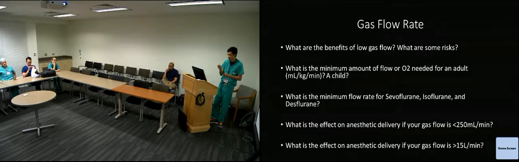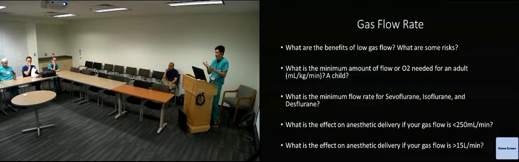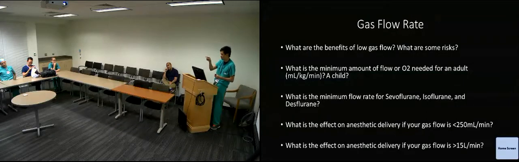And these are debatable, but what is the minimum flow rate for sevoflurane, isoflurane, and desflurane? So you have these on your machine, they're turned on, you're using sevoflurane, let's say. What are you going to set your minimum flow rate to? You talk about compound A, but what do you typically set it to? 2.